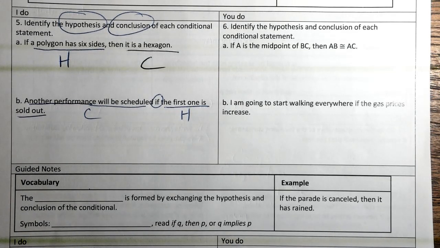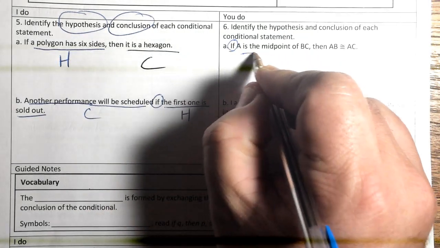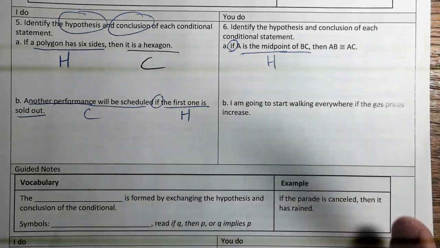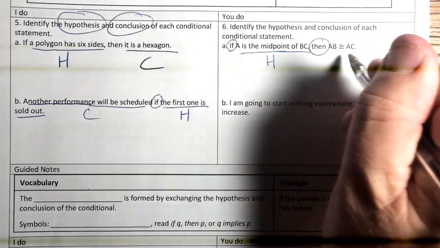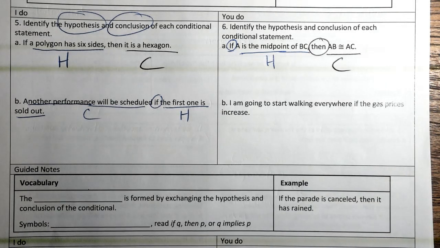Alright, number 6 is an I do. You know the drill. Number 6. Identify the hypothesis and conclusion of each conditional statement. If A is the midpoint of BC, then AB is congruent to AC. Alright, so there's your if. So A is the midpoint of BC. That's your hypothesis. There's your then. So your conclusion is that AB is congruent to AC.